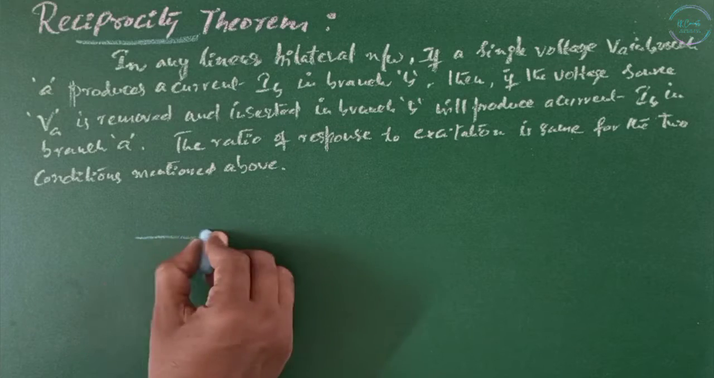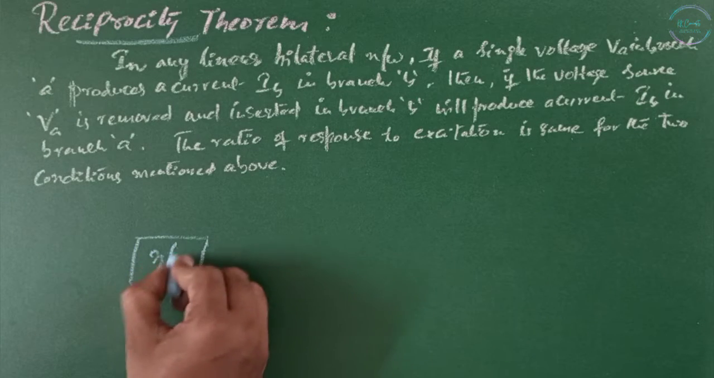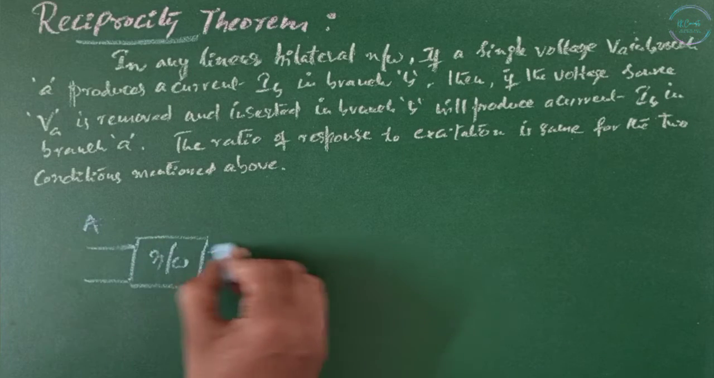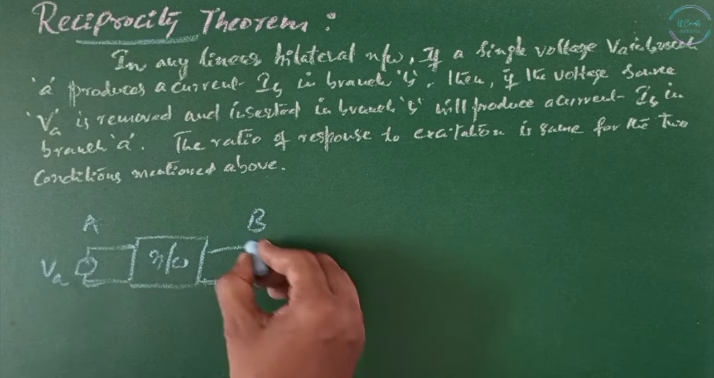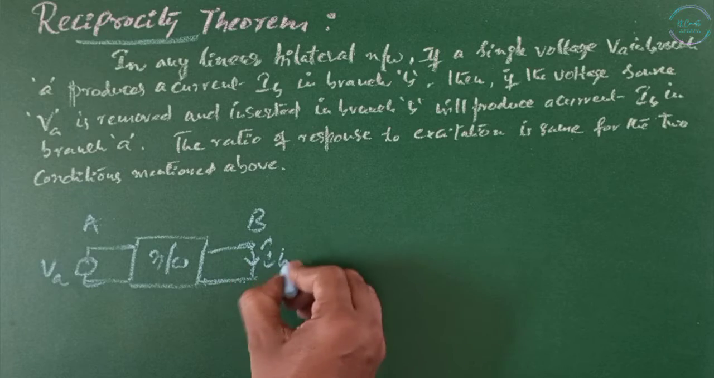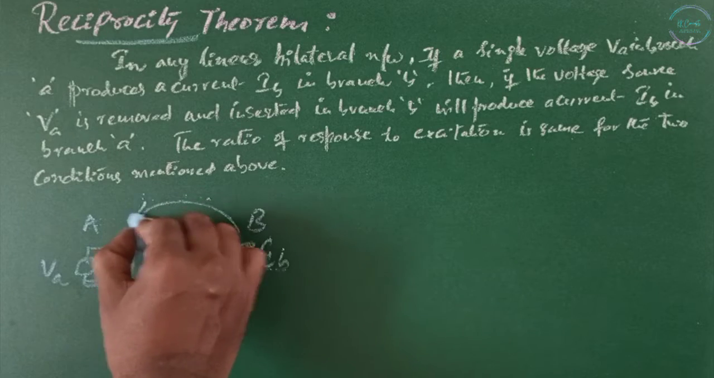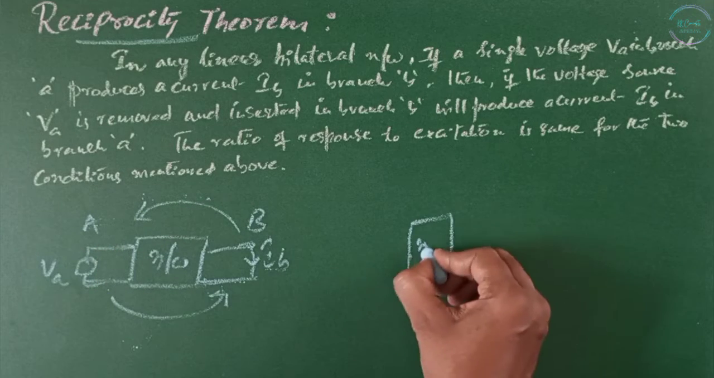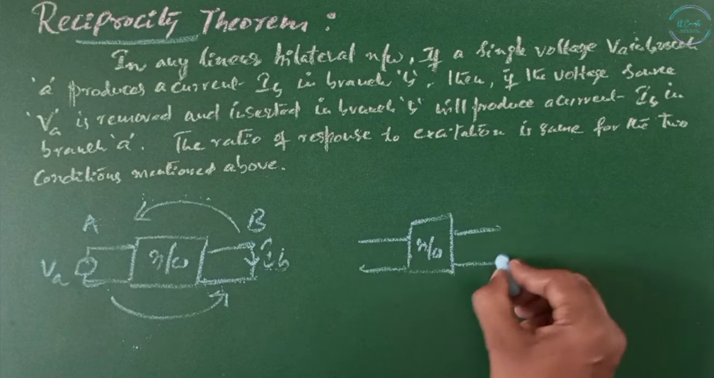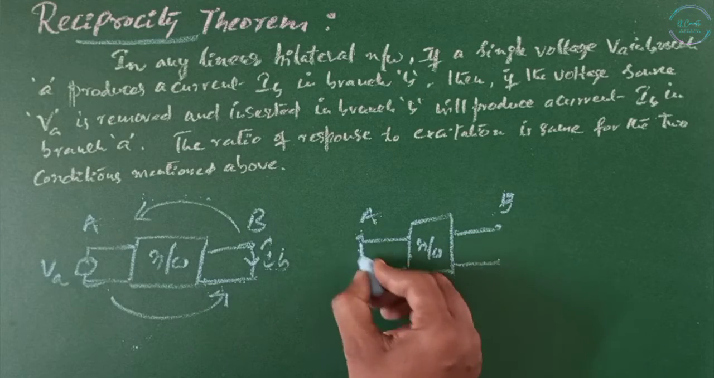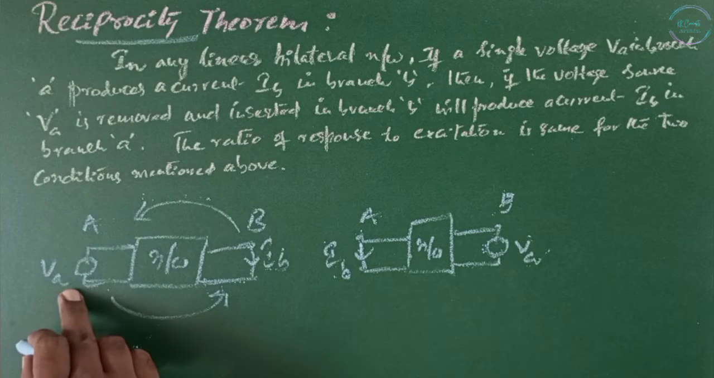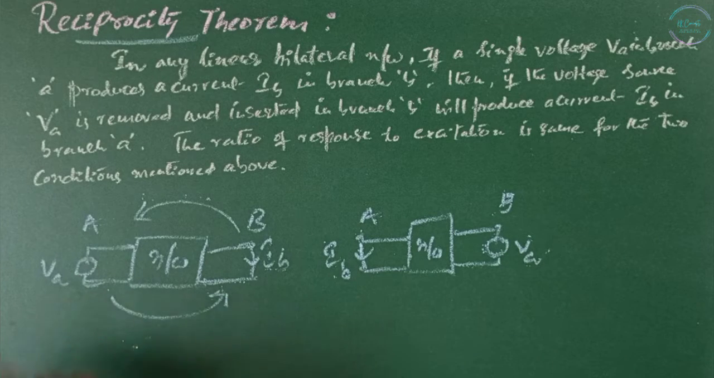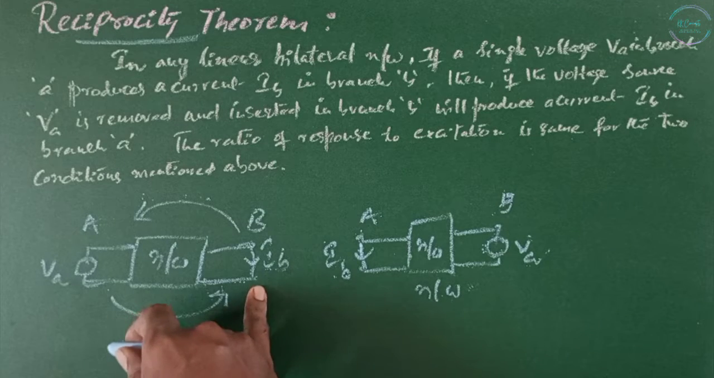So, I have a network having two branches, A and B. If I have a voltage VA which produces a current IB, we can interchange the branches. So we interchange VA to here and IB to here. In this network we also get the same current as we get in this network.